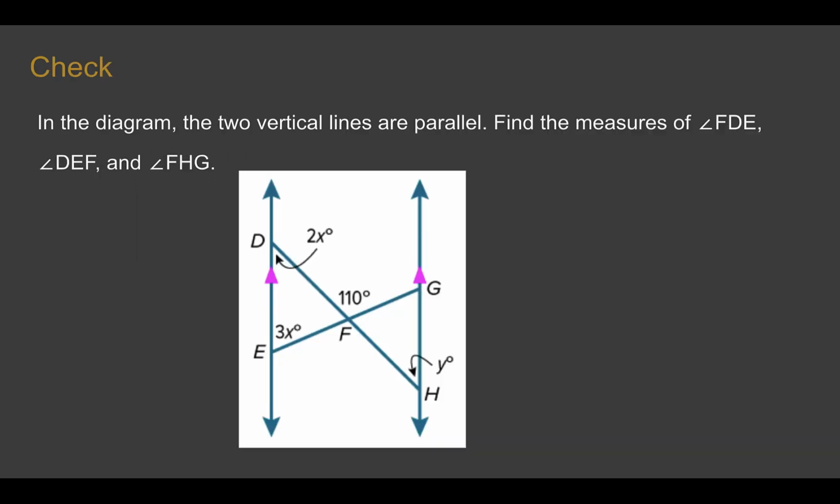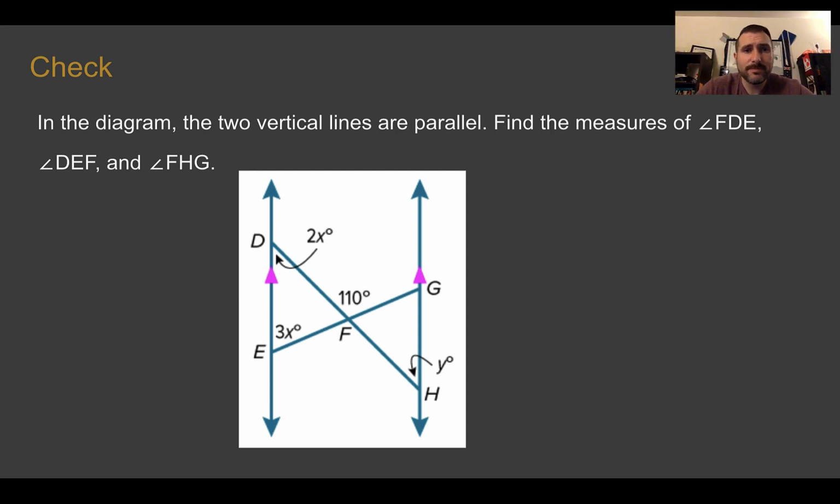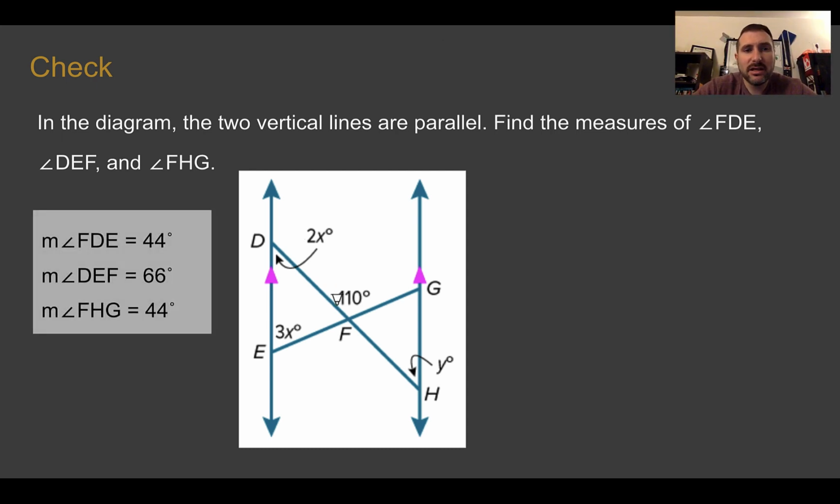Check your understanding. Use the diagram below to find the measures of FDE, DEF, and FHG. Pause the video now and complete the check. Check your answers. FDE, that angle there is 44. DEF, that one right there is 66. And FHG is also 44.